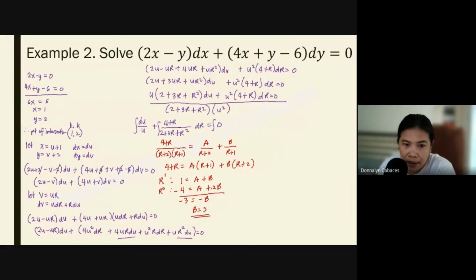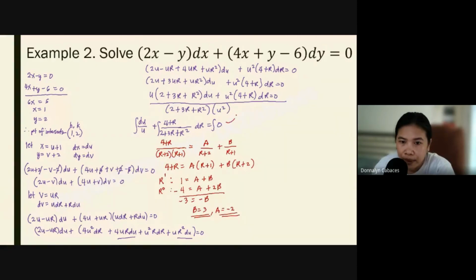If b is 3, then what is a? So from the first equation, 1 is equal to a plus b. Therefore, a is equal to negative 2. With b equal to 3, then minus 2 should be 1. So a is negative 2.